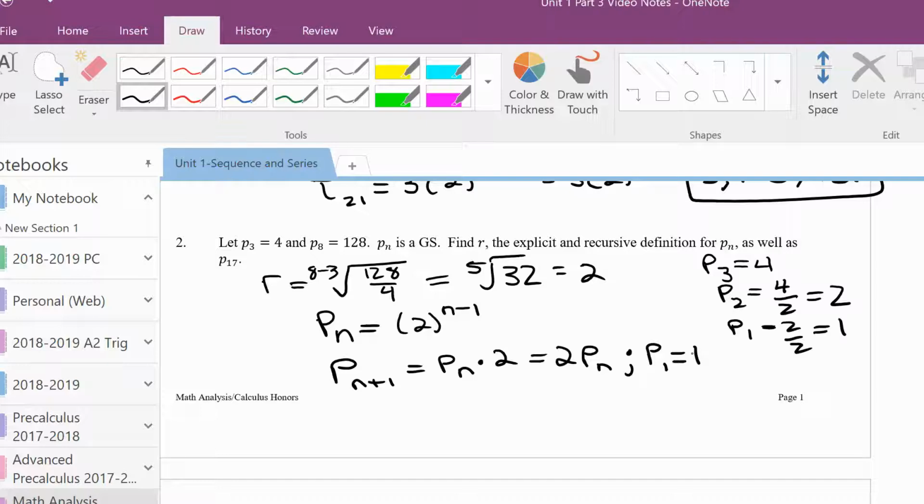To find the 17th term, we will go 2 to the 17 minus 1 power, which means it's 2 to the 16th, which is equal to 65,536.